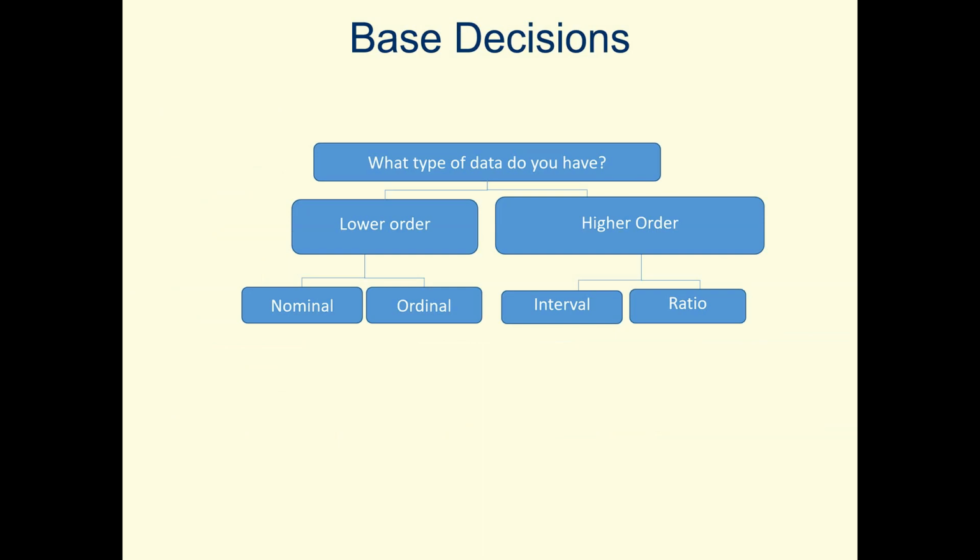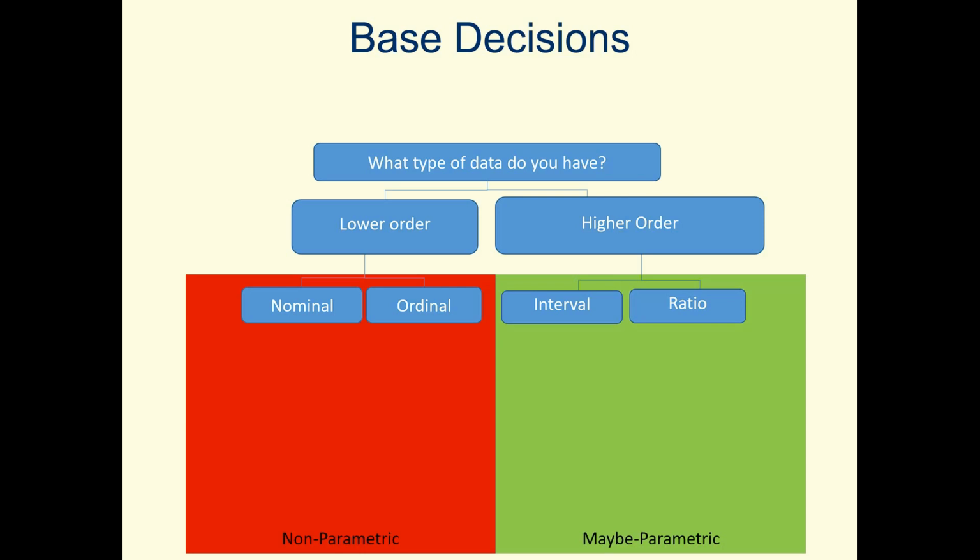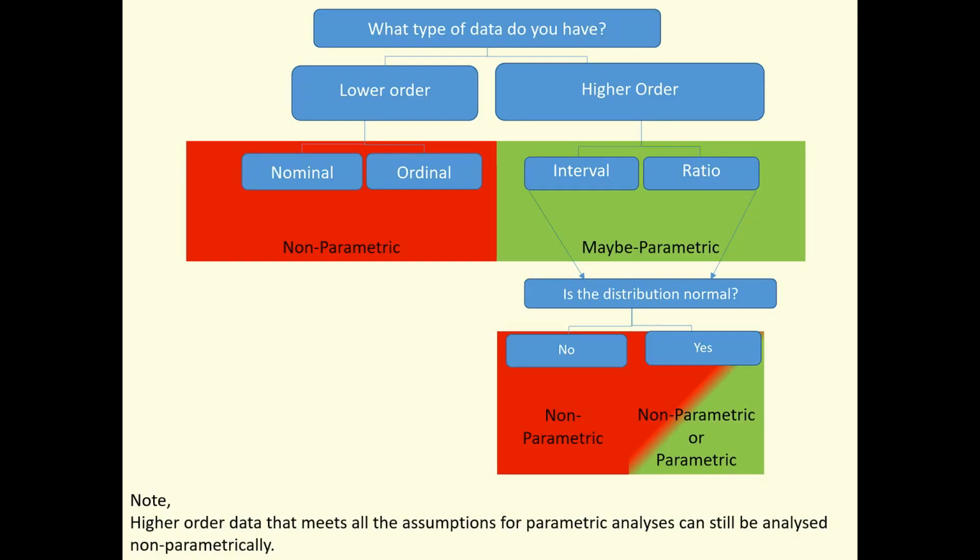The base decisions that hopefully you've watched in a previous video remain the same, based on the scales of measurement. Remember that we do need to be very clear on the difference between nominal and ordinal, but our higher order, our interval and ratio, realistically we can just consider as scale, and we can group those together. If we use a very broad stroke, then we can say that the lower order is non-parametric and the higher order might be parametric. And to ascertain whether or not we're going to do parametric or non-parametric analysis, then we need to test the data distribution.